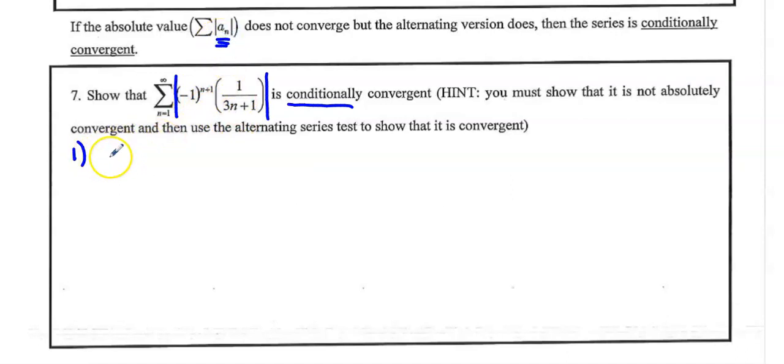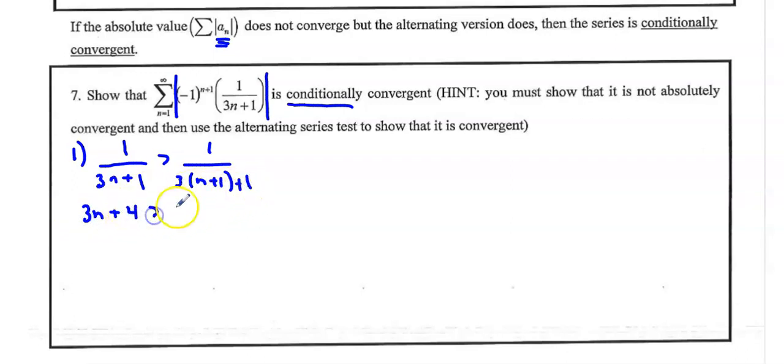So when I ask us to meet the 2 conditions, we're just looking at the a sub n. The first condition: is the term 1 over 3n plus 1 greater than 1 over 3(n plus 1) plus 1? You can clearly see that if I cross multiply, I get 3n plus 3 plus 1, which is 3n plus 4, is that greater than 3n plus 1? Since n is positive, when we add 4 to a number versus plus 1 to a number, this is always going to be greater, so we know that this condition is met.